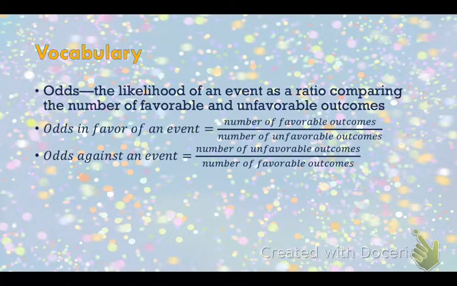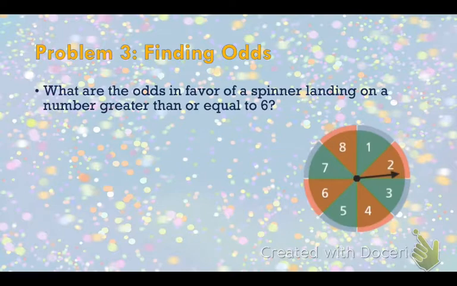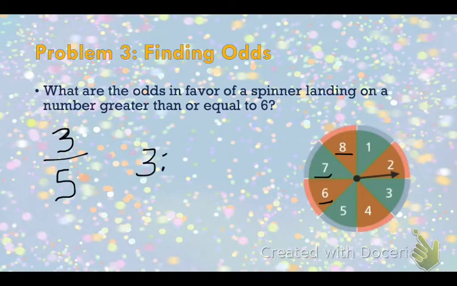So when I am finding the odds, what are the odds in favor of a spinner landing on a number greater than or equal to 6? When I look at the odds of me getting something greater than or equal to 6, that would be 6, 7, or 8. So there are 3 possible outcomes there, 3 favorable outcomes. And to find the odds, on the denominator, I'm not counting that I have 8 spaces on my spinner. I'm counting the number of events happening that do not fit the outcome I am asking about. 1, 2, 3, 4, 5. So my odds are 3 out of 5, or 3 to 5.